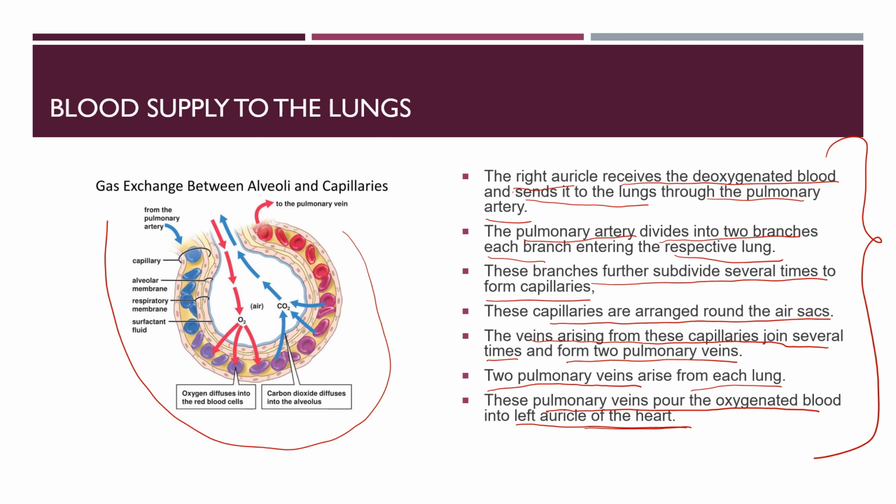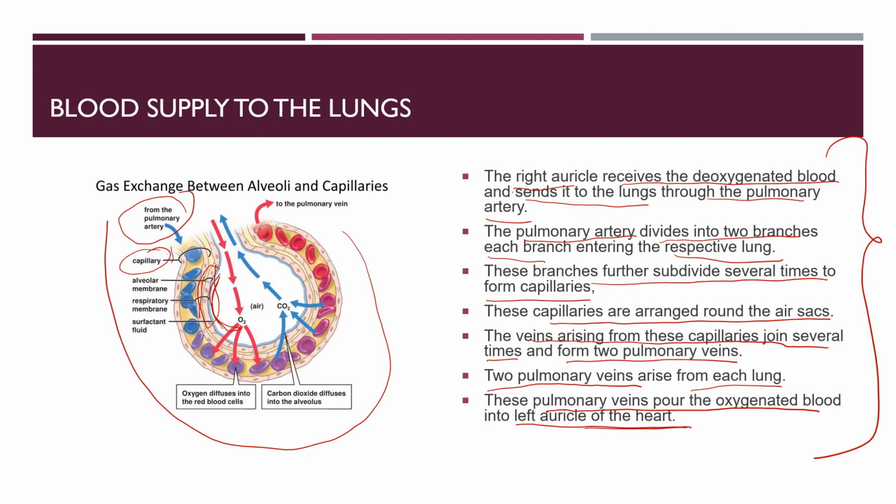Now let us concentrate on this diagram a bit. You can see here the blood is coming from the pulmonary artery. It is being branched into capillaries. This is the alveolar membrane, which is actually very thin, and this is the respiratory membrane. Now there is a surfactant fluid lining the alveoli.